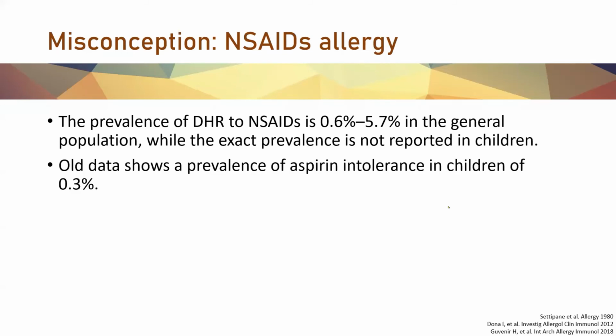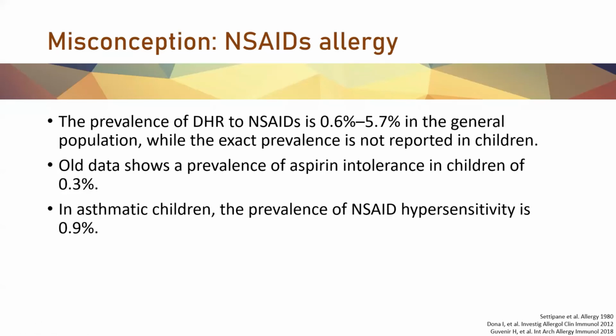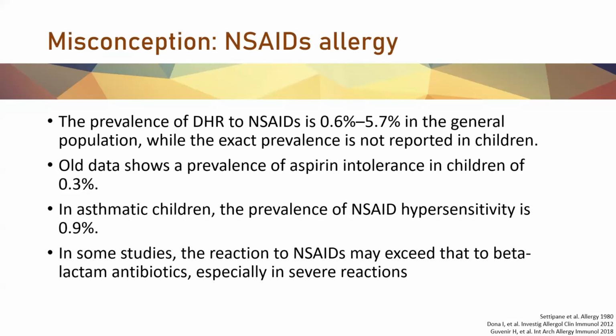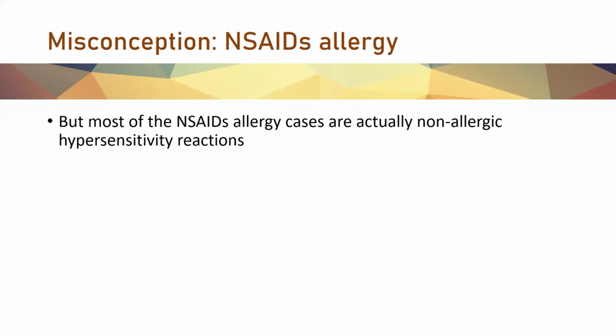Old data, very old data from the 80s, shows that there is a prevalence of aspirin intolerance in children up to 0.3%. And in asthmatic children, the prevalence of NSAID hypersensitivity is 0.9%. In some studies, especially for severe reactions, NSAID reactions can be more frequent than beta-lactam reactions. So this is the interesting part.